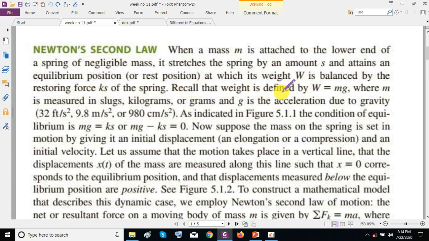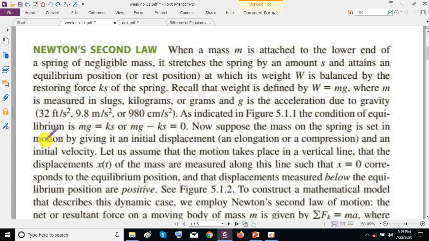Recall the weight is defined by W is equal to mg, where m is measured in slugs, kilograms or grams, and g is the acceleration due to gravity. This is 32 feet per second squared in the slug system, 9.8 meters per second squared in the kilogram system, and 980 centimeters per second squared.